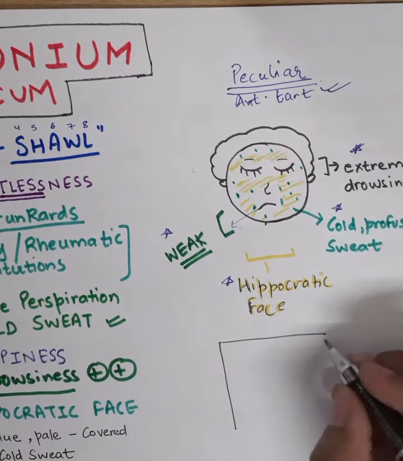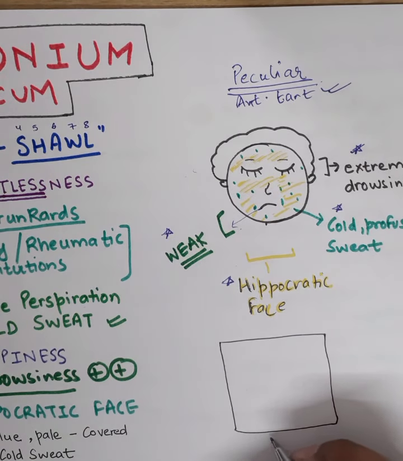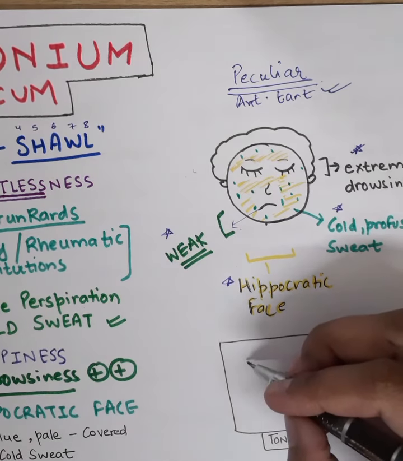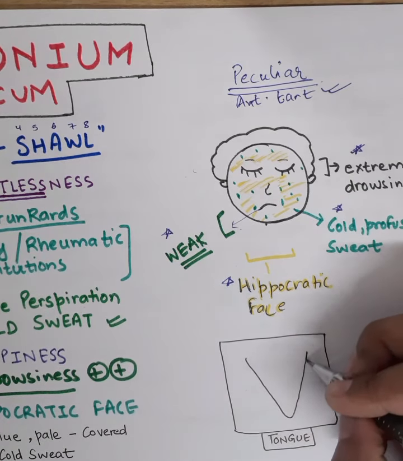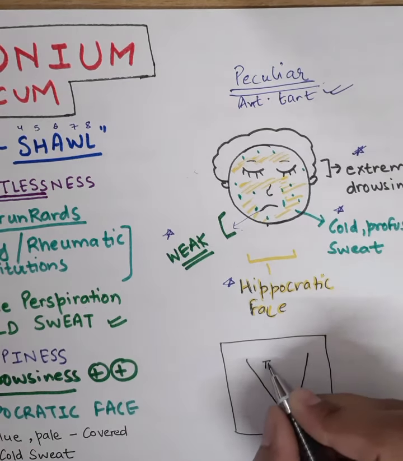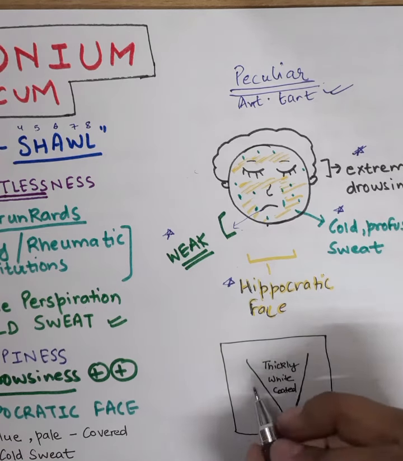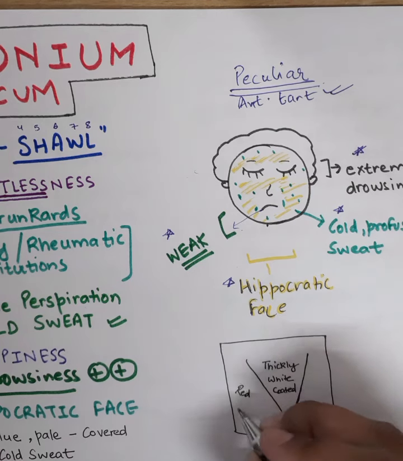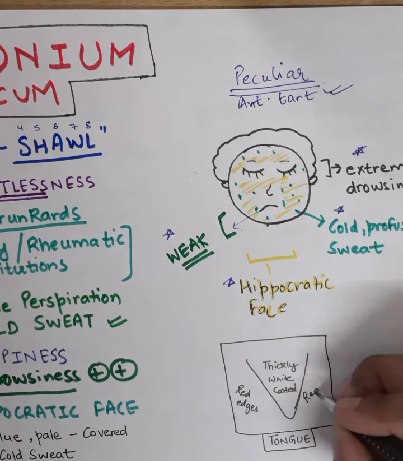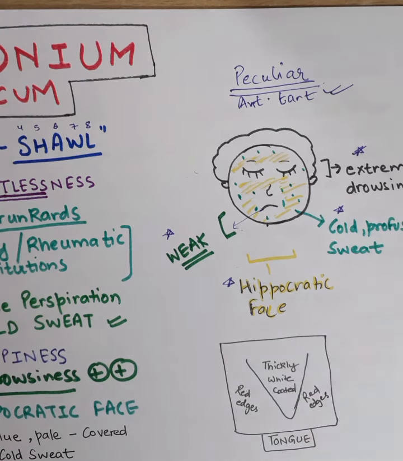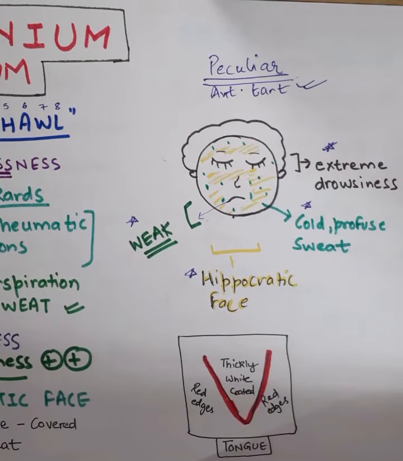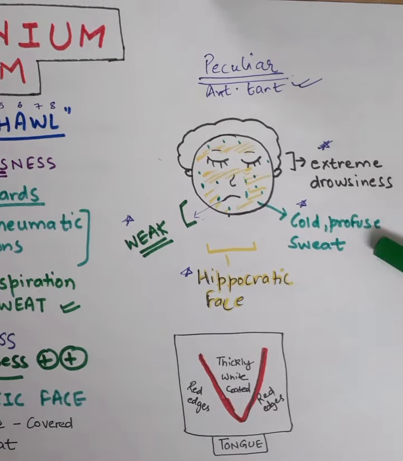The last symptom I would like to add is the classic tongue of the Antimonium Tart patient. Here is the tongue, and it is thickly white coated along with red edges. Very simple to learn. These are the few important symptoms of Antimonium Tart.